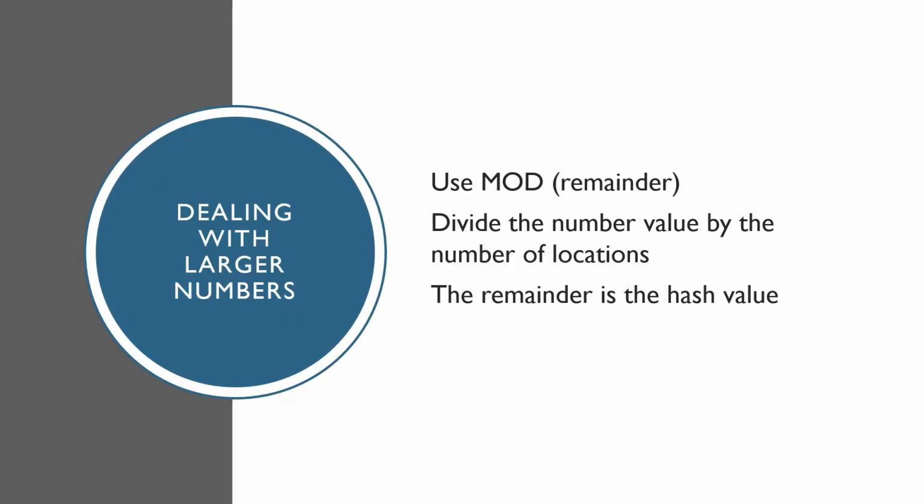The answer, one possible answer, that seems to be the best one, is to use the mod or remainder command. Remember what that does is it carries out an integer division and returns the remainder after the division. If we divide the number value entered by the user by the number of locations and take the remainder as the hash value, that will avoid the problem of numbers that are larger than the size of the hash table. Let's have a look at an example.